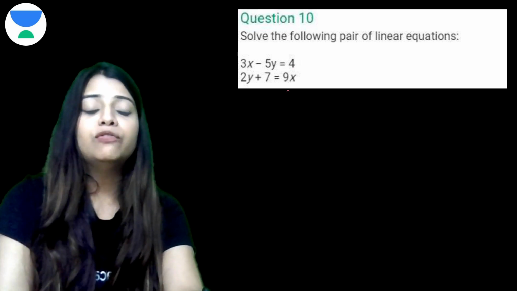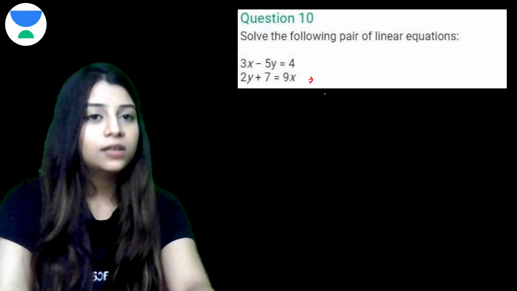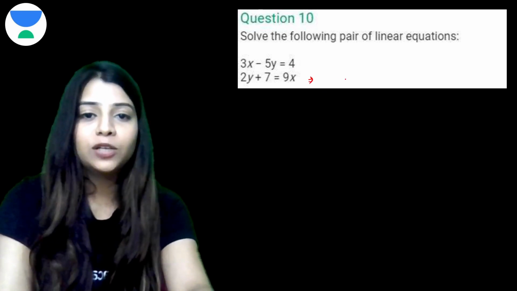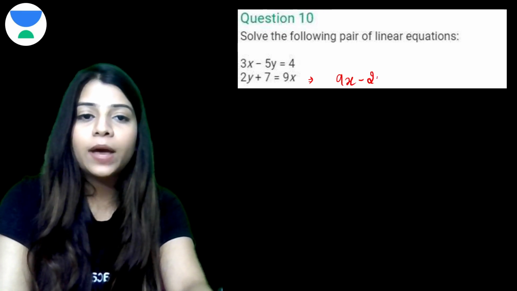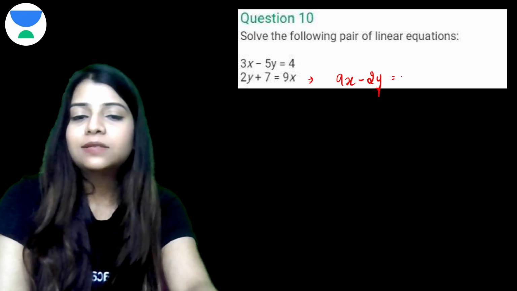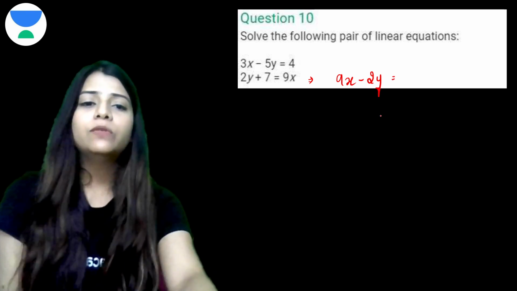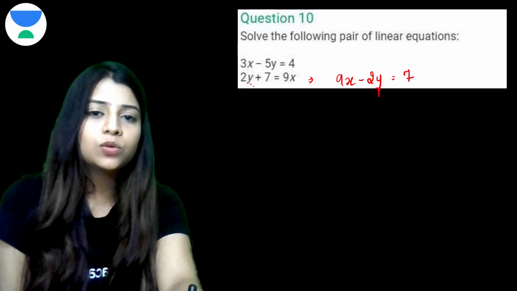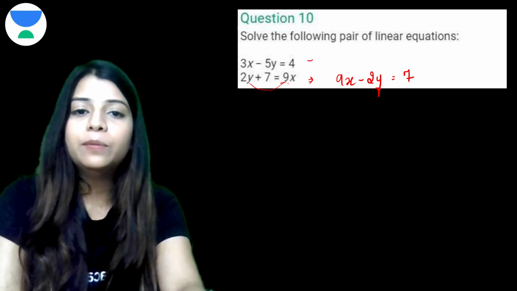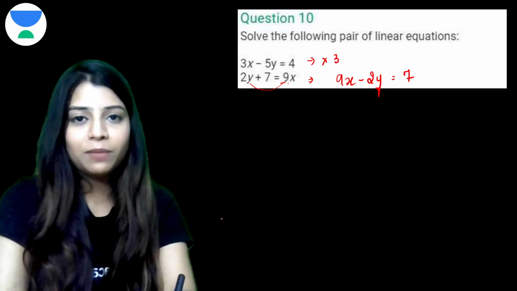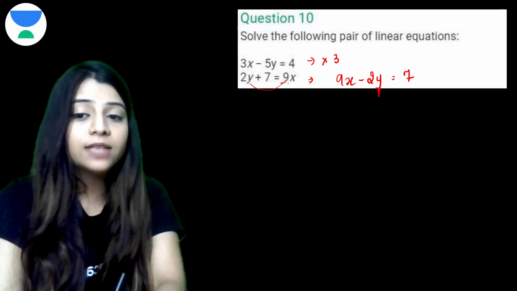So I have to first of all write this equation in the general expression. So it will become what? 9x minus 2y equals minus 7, we can write. Now it will be equal to plus 7, I just send this 2y over here. All right, so this is my general equation, and now what I will be doing, I will be multiplying the first equation by 3 to make the coefficient of x similar.